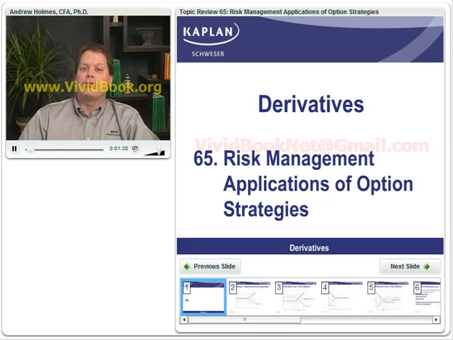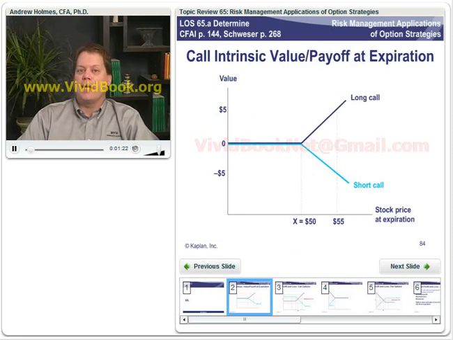All right, so starting off here, what we see is the call intrinsic value, also called the payoff. So if we're looking here, we have a call option. It has an exercise price of $50. Well, if the price ends up below $50, then the option is out of the money, and we end up letting the option expire worthless. So if the stock ends up at $47, I have the right to buy it for $50. Well, I'm not going to exercise my option if I'm the long.